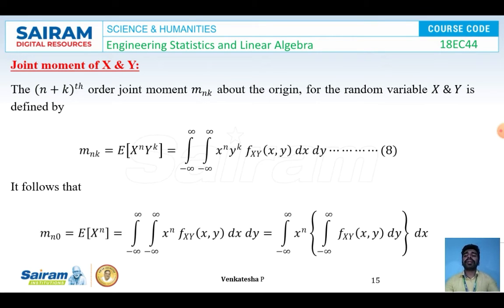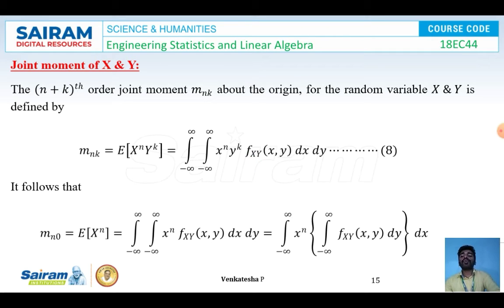Now, to find the joint moment of x and y, the (n plus k)th order joint moment m_nk at the origin for the random variables x and y is defined with this formula: m_nk is equal to the expectation of x^n y^k, which is equal to the double integration from minus infinity to plus infinity of x^n y^k f_XY(x, y) dx dy.